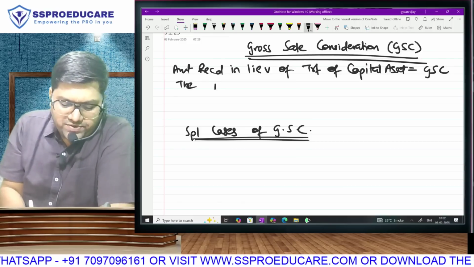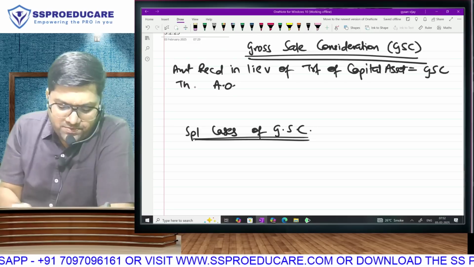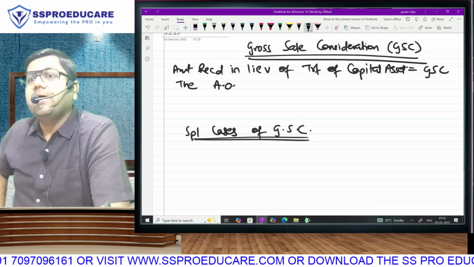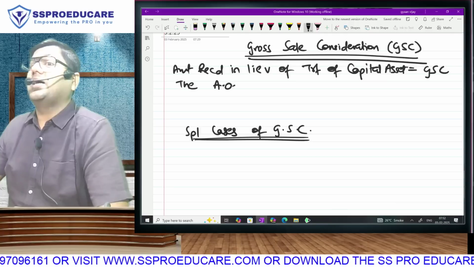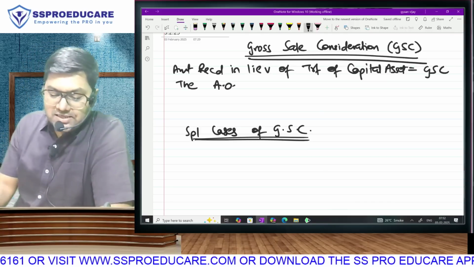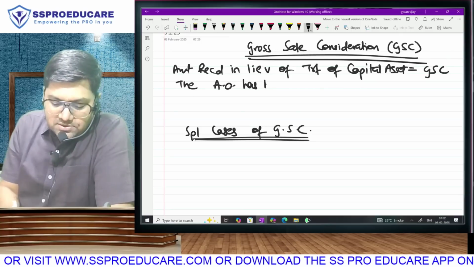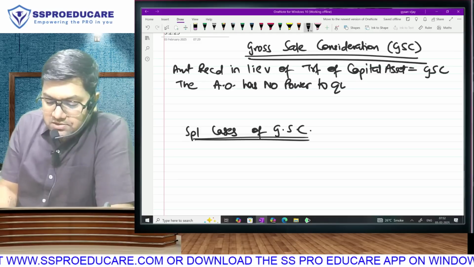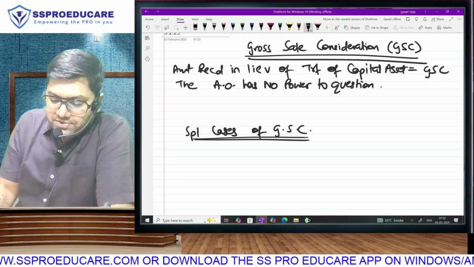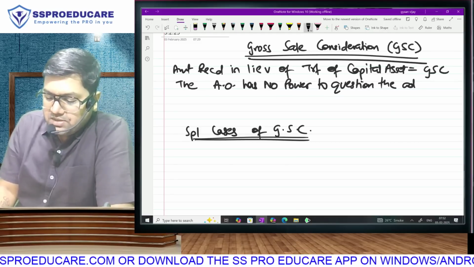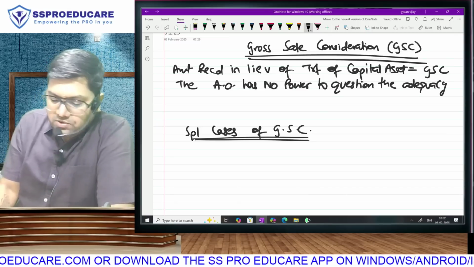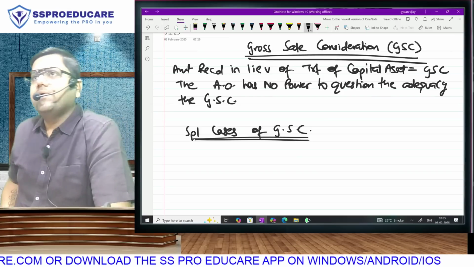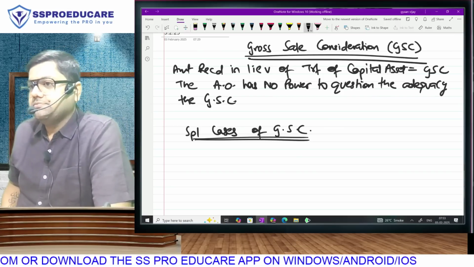The assessing officer. You know him, no? We have spoken about him, no? The officer in the income tax department who is going to handle your case and decide your tax, that means do your assessment. The assessing officer has no power to question the adequacy of GSC. The assessing officer has no power to question the adequacy of GSC.